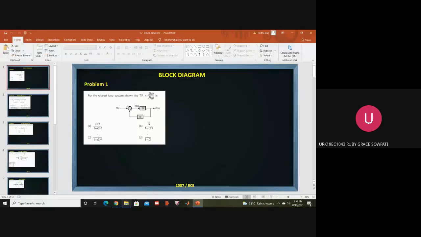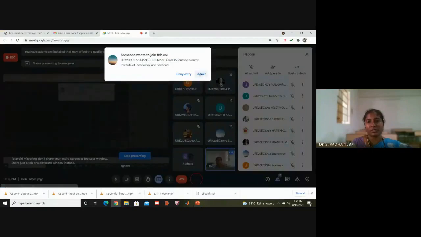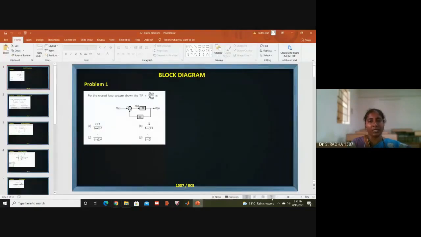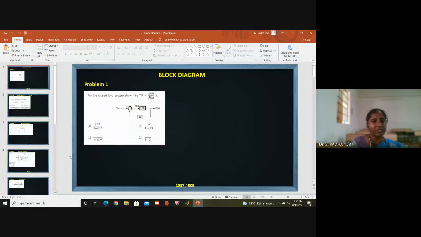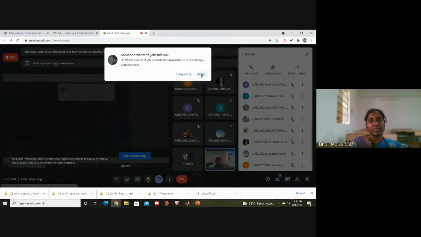Block diagram reduction. This question is very, very easy. E of s is the error signal in frequency domain. If you apply Laplace transform to E of t, the general error signal that will be present here, that becomes E of s. R of s is the input and C of s is the output.